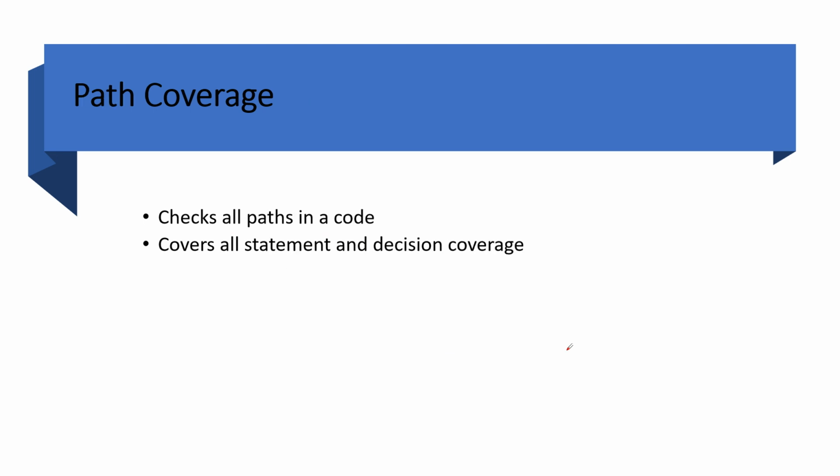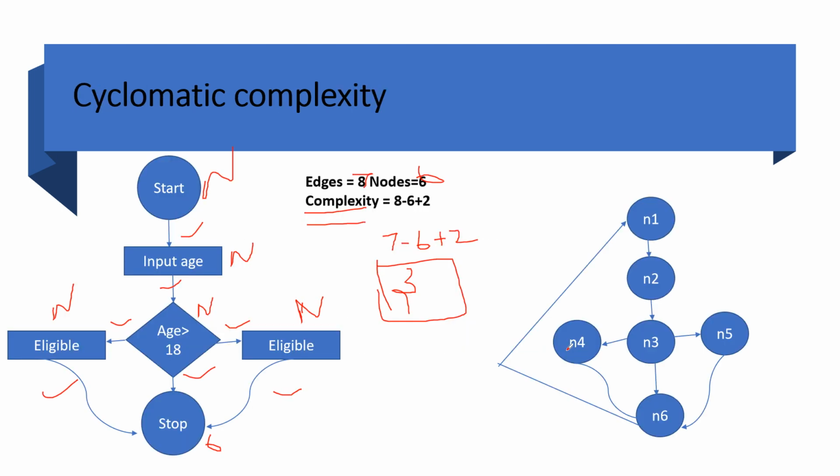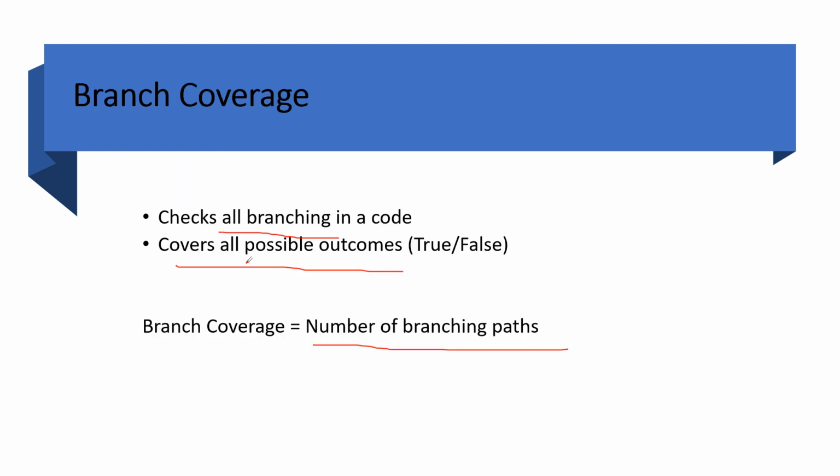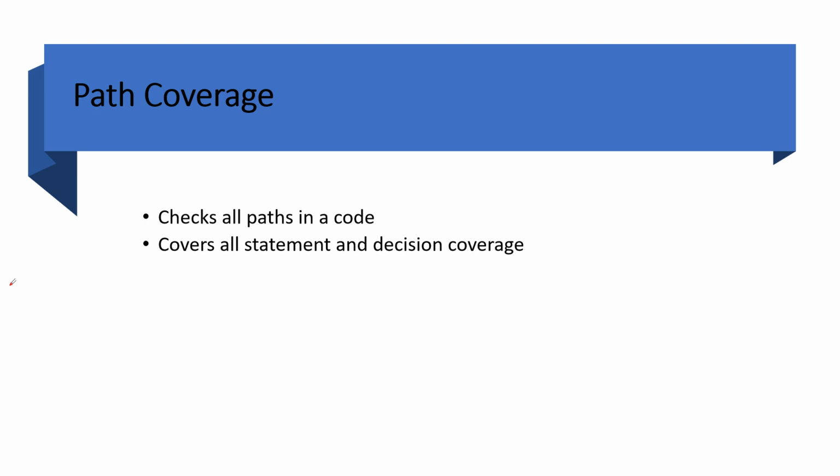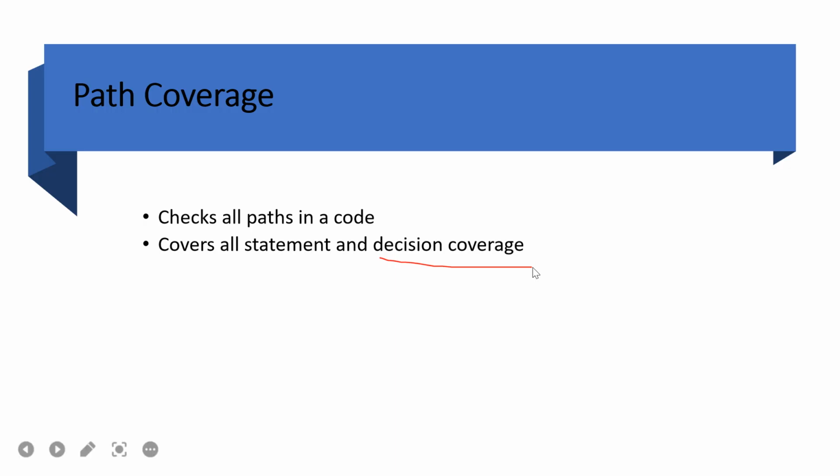Next is path coverage. Path coverage is how many paths there are: 1, 2, 3, 4, 5, 6, 7. Counting all the paths and putting them together comes under your path coverage. It covers all statement and also decision coverages. So that is about your white box testing technique.